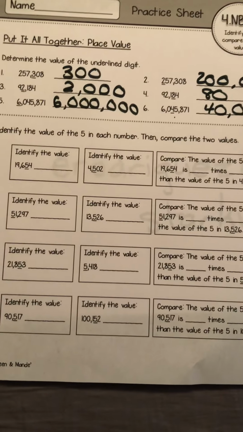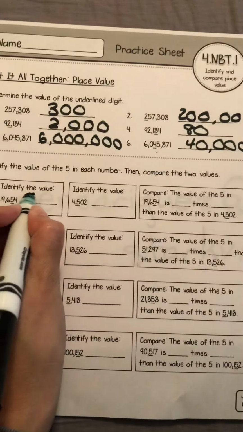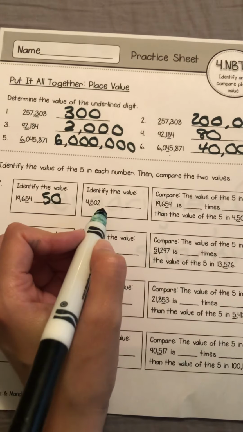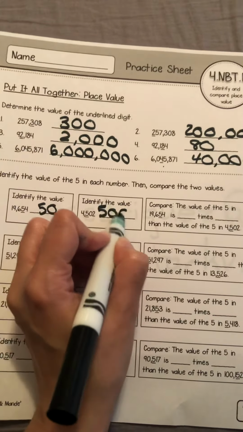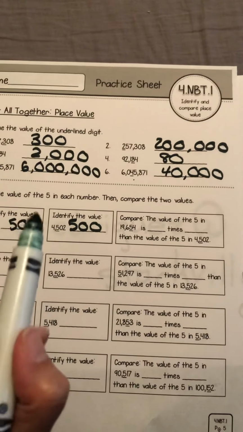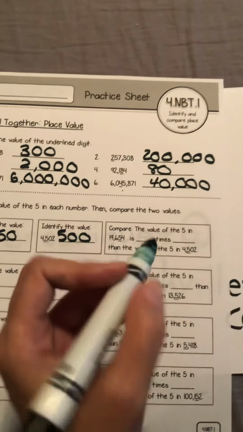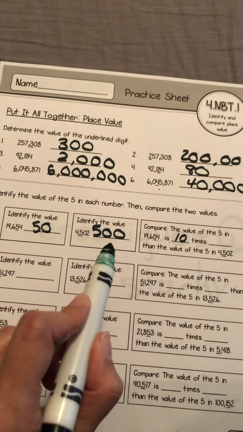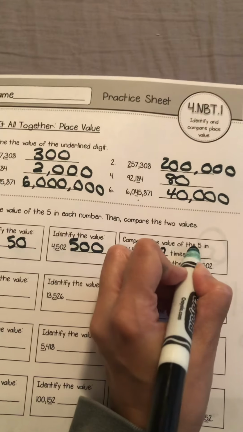Okay, going down to the bottom here, identify the value. The 5 in the tens place would be 50. The 5 in the hundreds place would be 500. Compare the value of the 5s. Well, there's only 1 zero difference, so I know that that's 10 times. And this number is less than this number, so I know it is 10 times less.